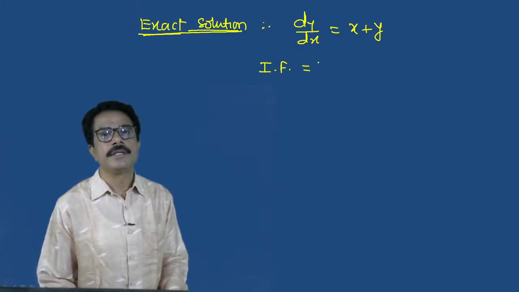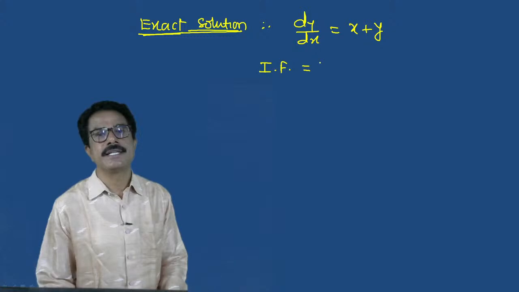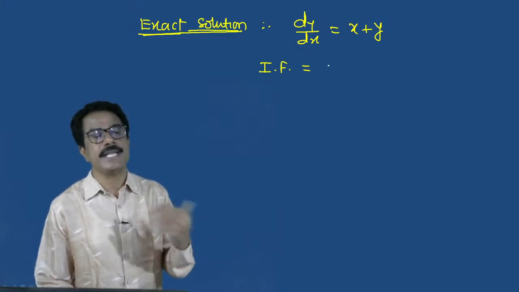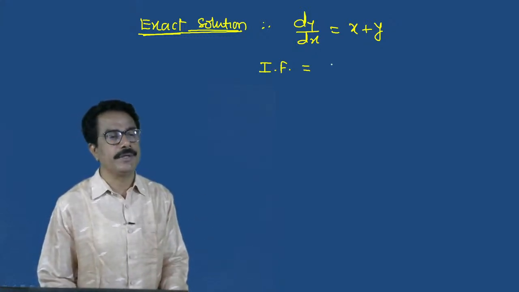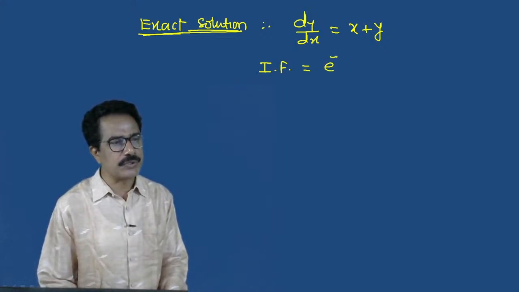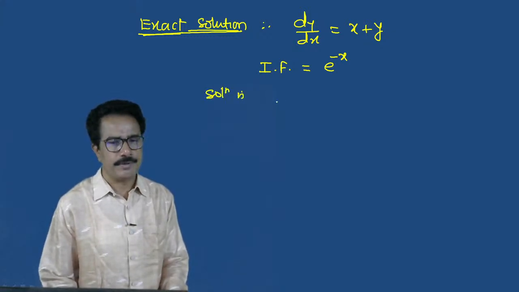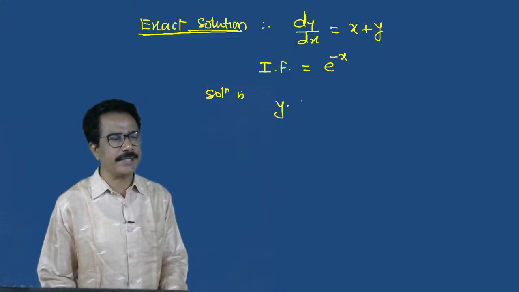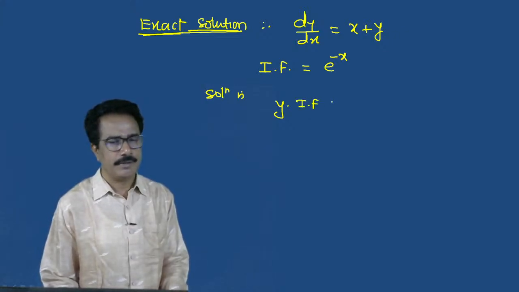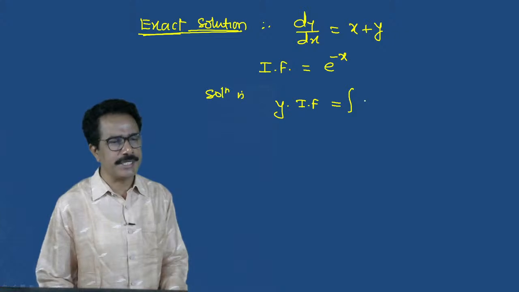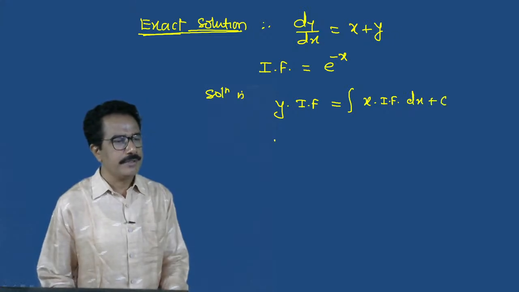e raised to minus integration of 1 dx, that is e raised to minus x. So the solution is y into integrating factor equals integration of x into integrating factor dx plus c. हे आठवतंय का पहा. So y into e raised to minus x.